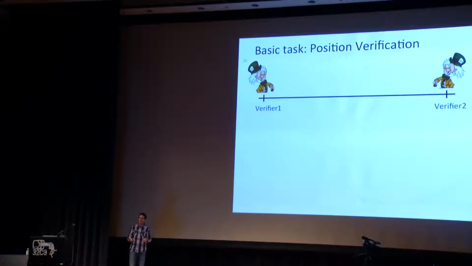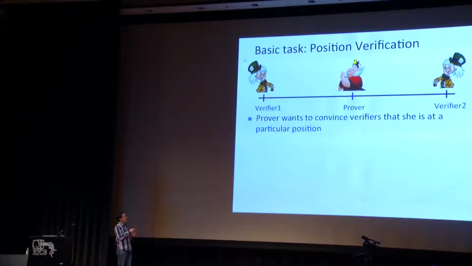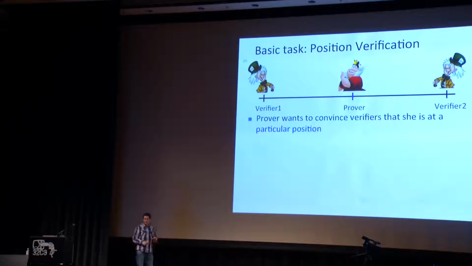Of course, that's not realistic. Actually, we live in 2, maybe 3D, maybe 4D. But for now, just assume that everybody lives on this line. We have 2 verifiers, and we have some prover in the middle. And the prover would like to convince the verifiers that she is at this particular blue line. And this is a publicly known place, so everybody knows where this blue line is.